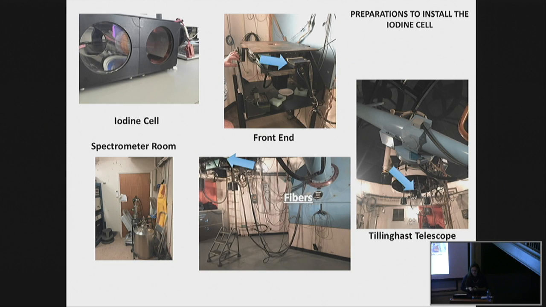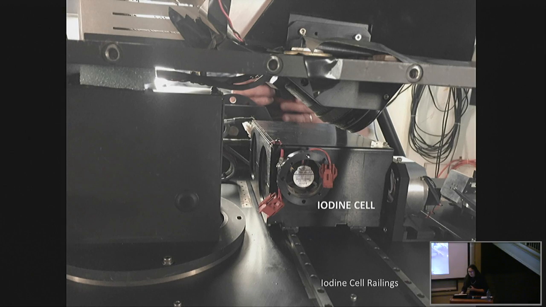Obviously, I can't show you the spectrometer room because Dr. Fourier, who's the designer of TRACE, along with Dr. Zangiorgi, would probably not be very happy. So in more detail, this is how the iodine cell looks inside the front end. This is how it looked once we fitted it. You will notice that there are iodine cell railings, and this is particularly important in the design because we want to be able to change the configuration.